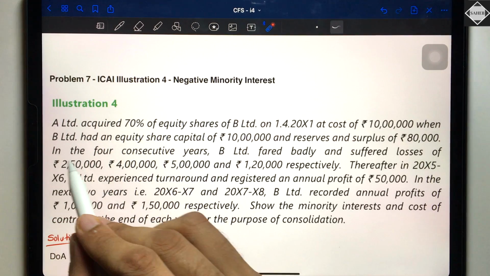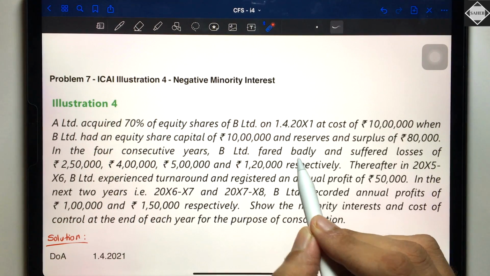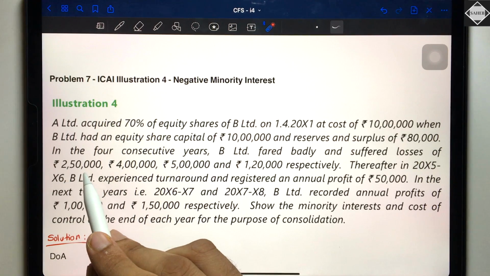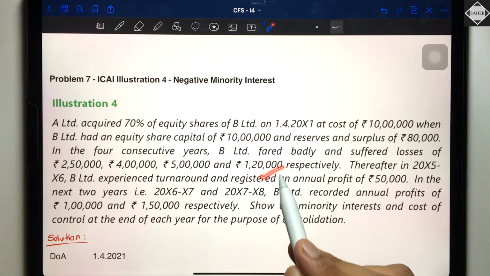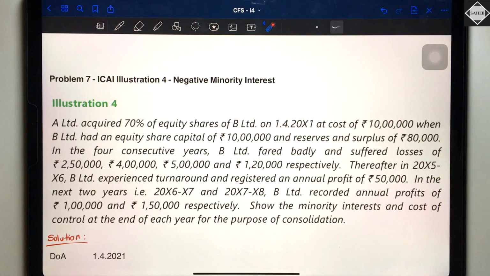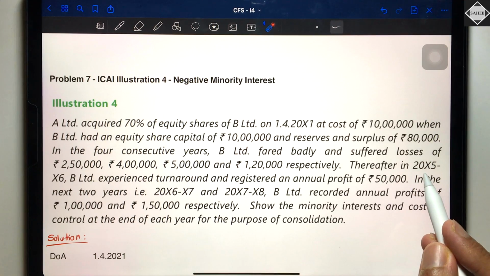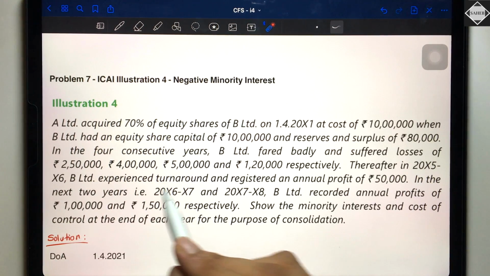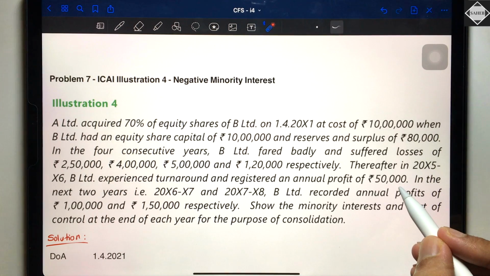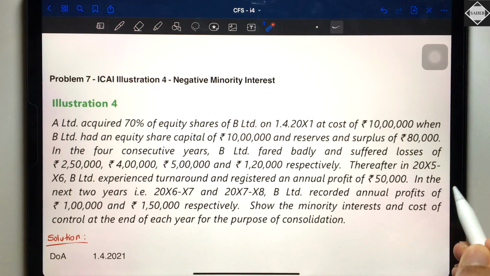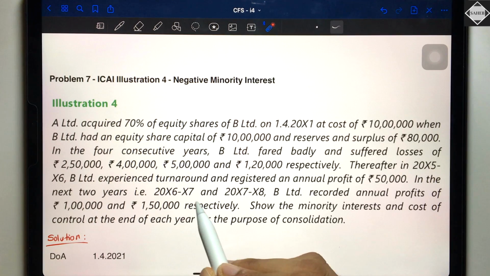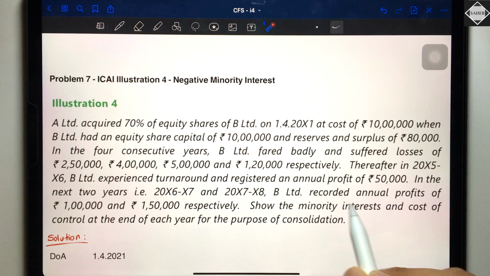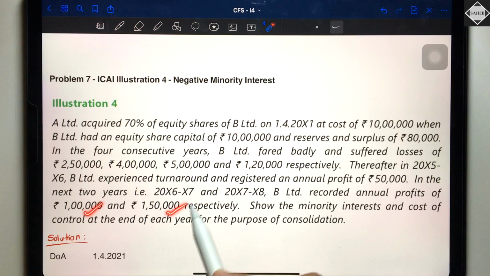Fine. And then they are saying in the 4 consecutive years, B Limited fared badly and suffered losses of 2 lakh 50, 4 lakh, 5 lakh and 1 lakh 20,000 respectively. So consecutively year by year, the subsidiary company is making losses. Is it clear? Thereafter, in 2025-2026, B Limited experienced turnaround and registered an annual profit of 50,000. In the next 2 years after that, 2026-27 and 27-28, B Limited recorded annual profits of 1 lakh and 1 lakh 50,000 respectively. Show the minority interest and cost of control at the end of each year for the purpose of consolidation.